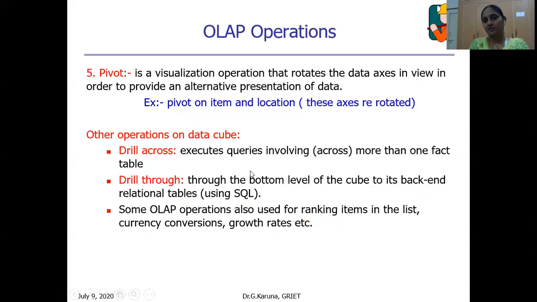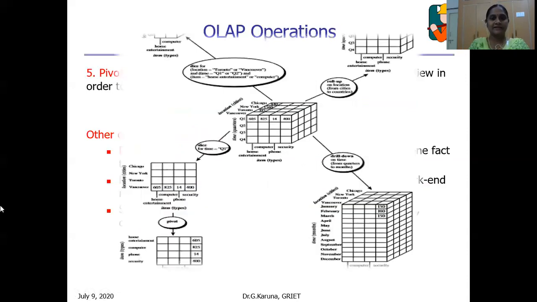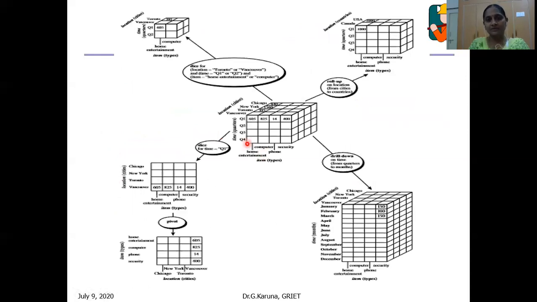Let us see how these are performed in our given example, electronic sales. This is the given data cube. There are 3 dimensions: item, time, and location. Items are home entertainment, computers, phone, and security. Time is Q1, Q2, Q3, Q4. Similarly, 4 cities will be taken: New York and Chicago from the USA, and 2 cities from Canada. So, total 4 cities. This is the given data cube. Now we are going to perform all these 5 popular OLAP operations on this data cube.